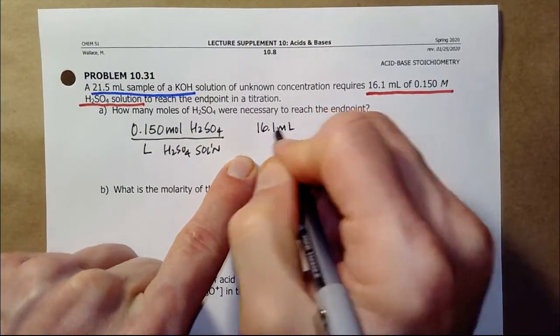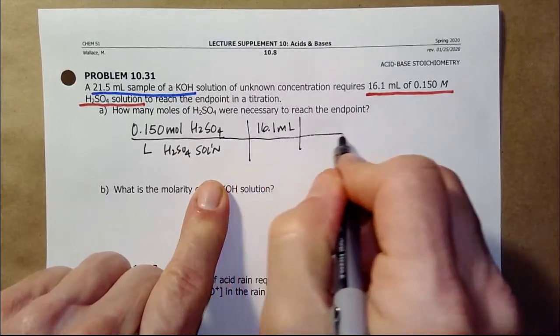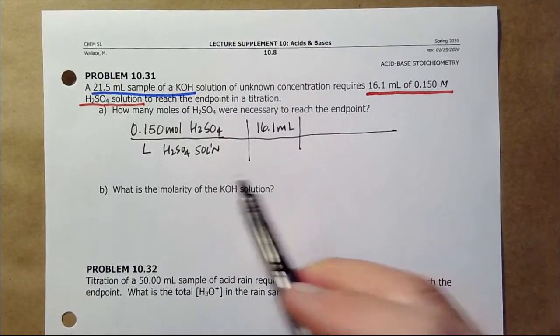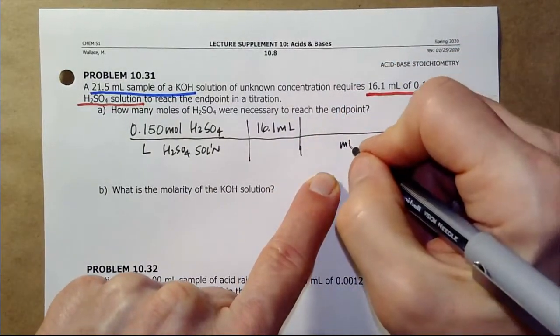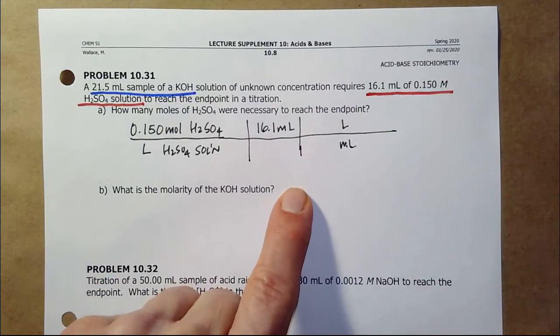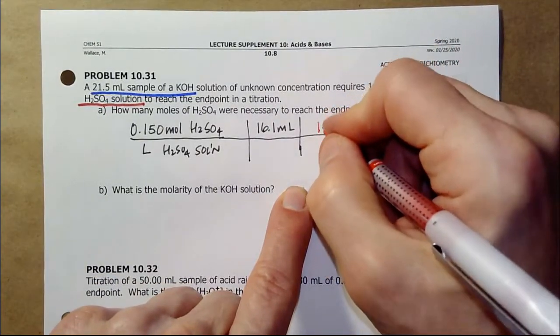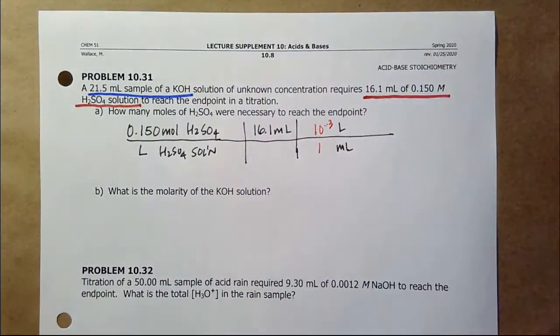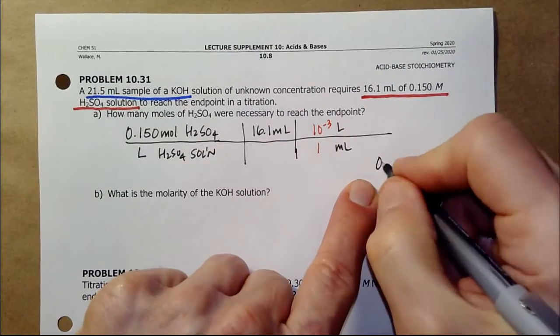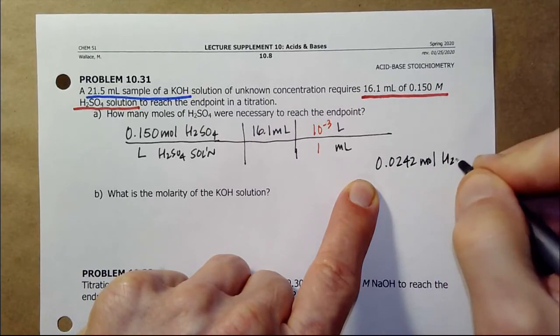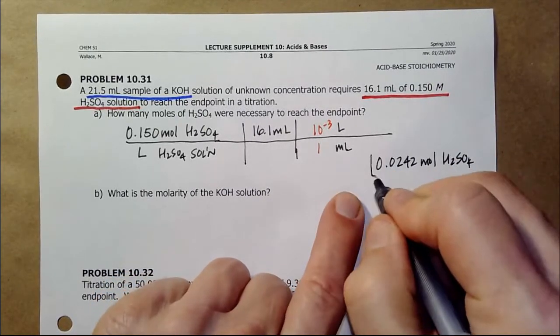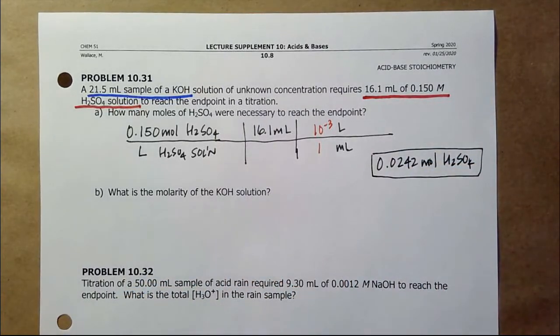16.1 milliliters. Let's see, volume. Then I can make the unit conversion, 1 milliliter, 10 to the minus 3 liters. And of course, there's more than one way to do that. Many students will write 1 liter, 1,000 milliliters. That's fine as well. I get 0.0242 moles H2SO4. I'm going to do that.